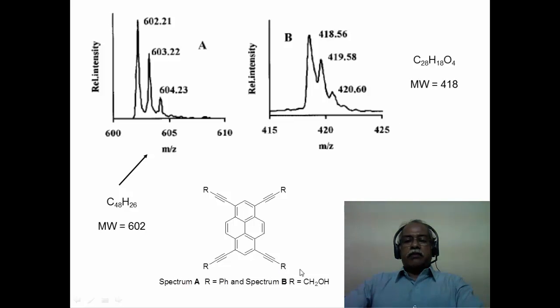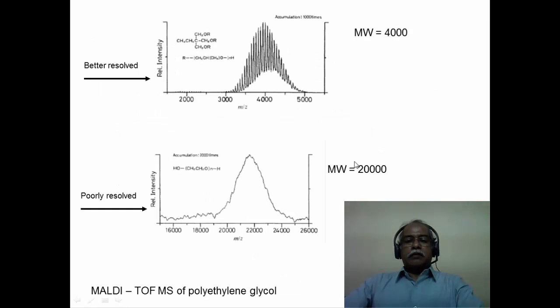When a hydroxy functional group in the form of CH2OH is attached here, the molecular weight is 418. So you see 418, 419 and 420. So this is the R equal to phenyl derivative and this is the R equal to CH2OH derivative. The R groups are mentioned in this diagram here.